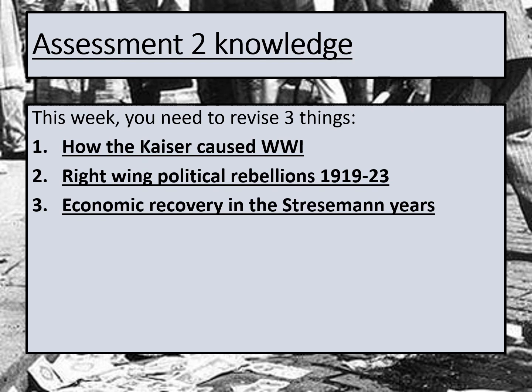Just like last time, we're only asking you to revise 3 small bits of knowledge. We're going to be looking at how the Kaiser caused World War I. We're going to be looking at right-wing political rebellions in the crisis years of Weimar between 1919 and 23. And we're going to have a look at recovery in the Golden Age or the Stresemann years.